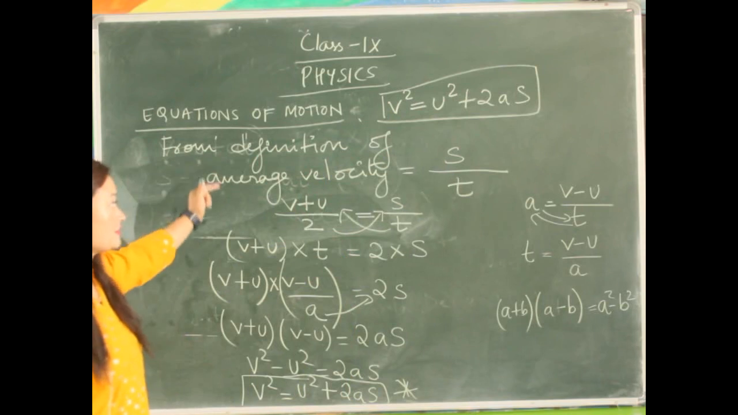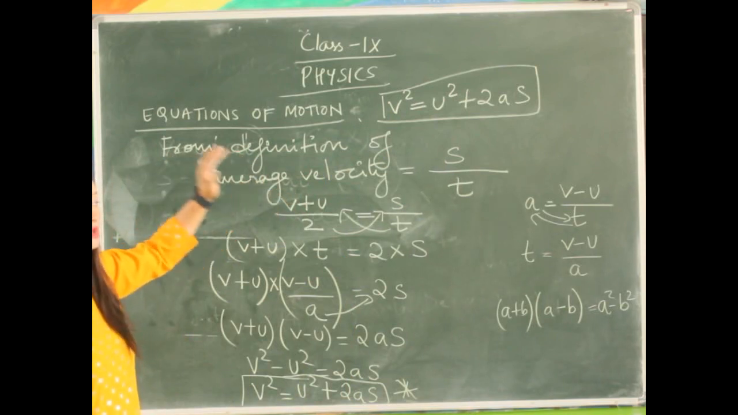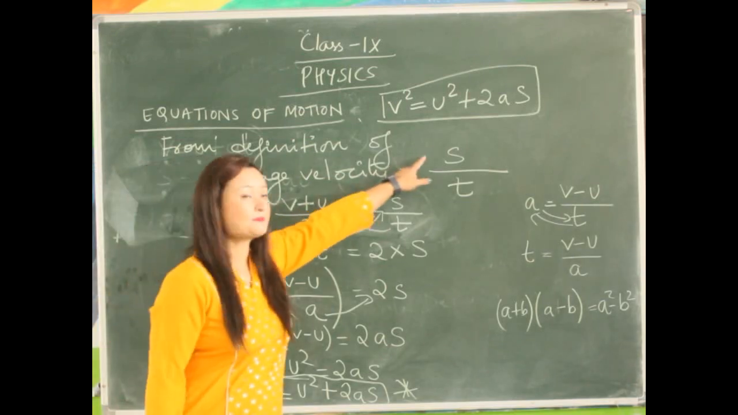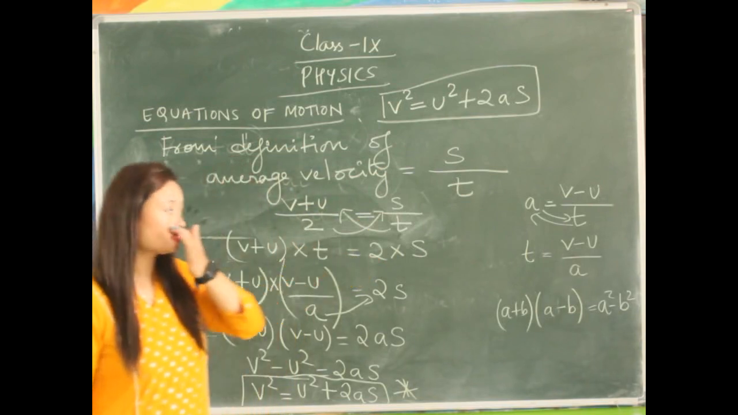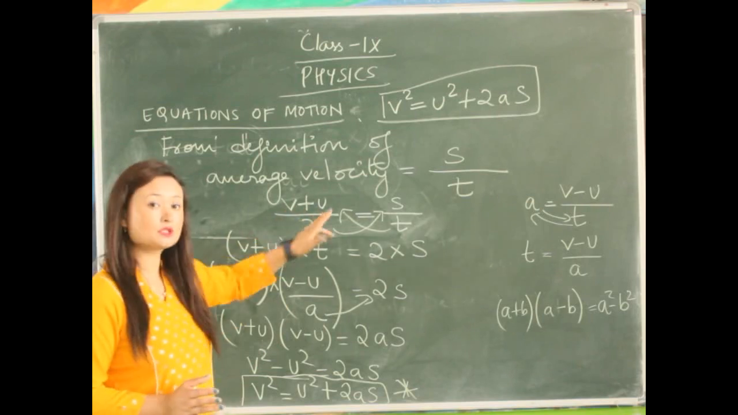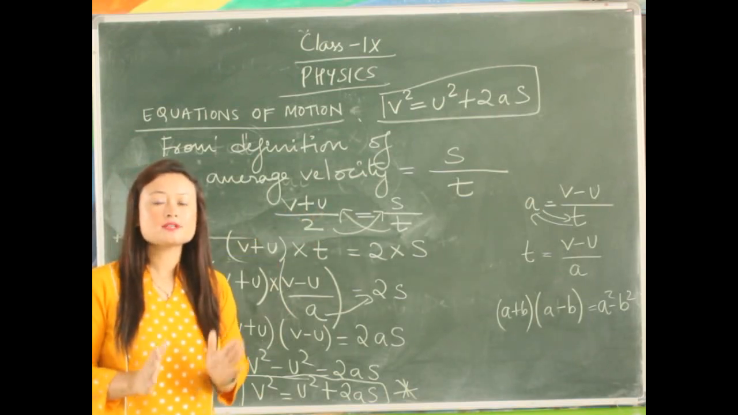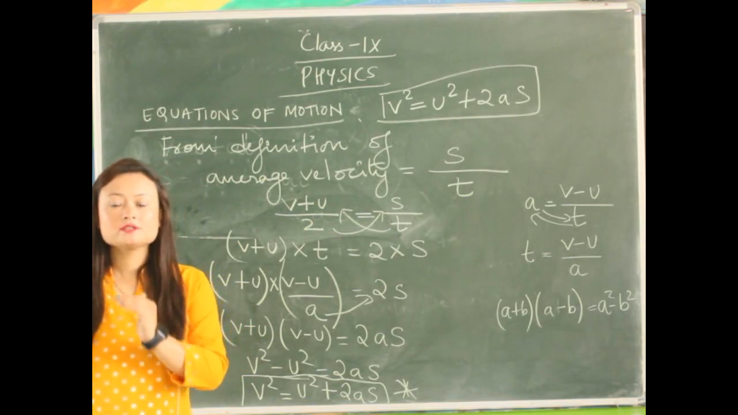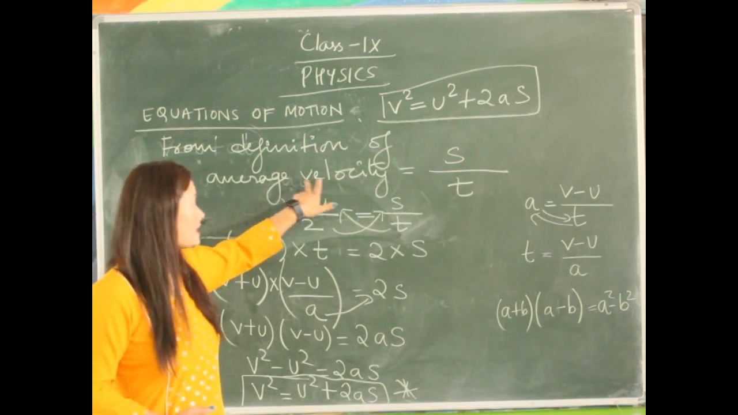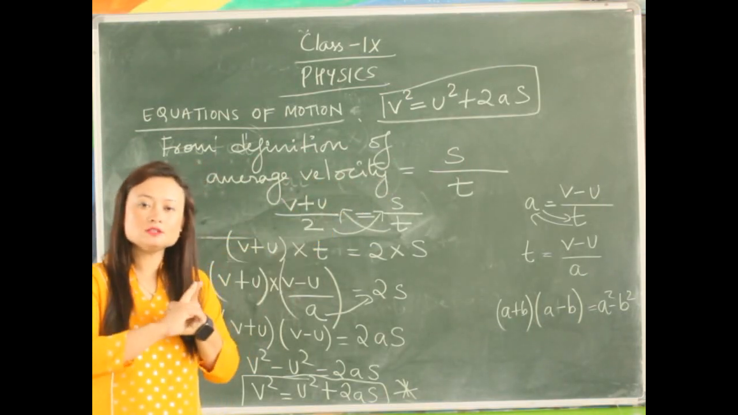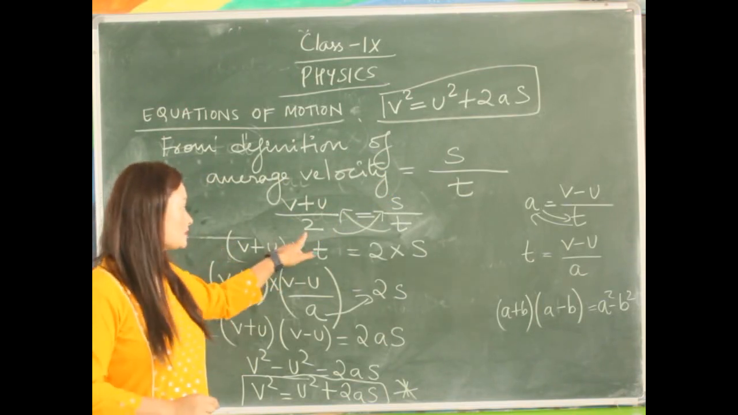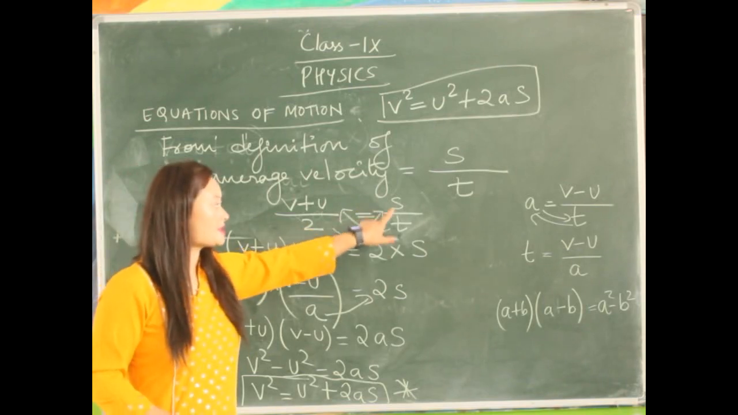And how did we derive it? From the definition of average velocity. And what's the definition of average velocity? Displacement upon the total time taken. And I have to explain to you how we get this (v plus u), because average in general means sum of the numbers divided by the number of observations. So when it's average velocity, it means sum of final plus initial velocity divided by how many velocities do we have? 2. So divided by 2 is equal to s by t.